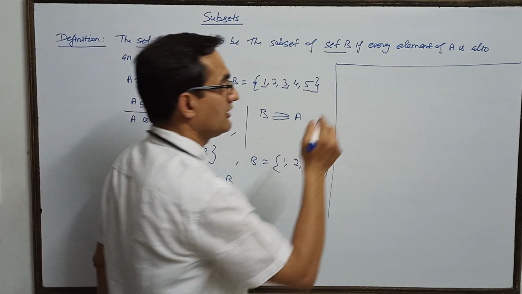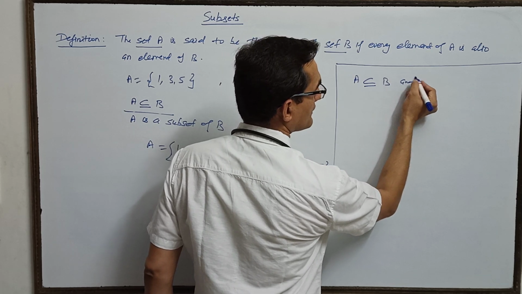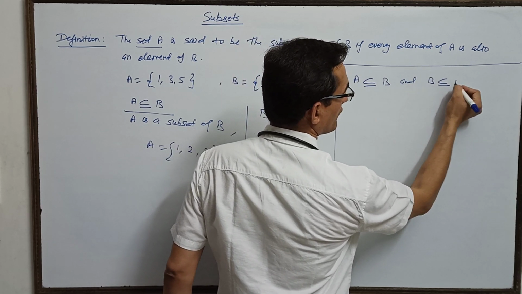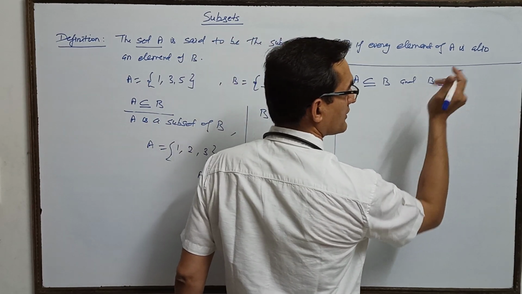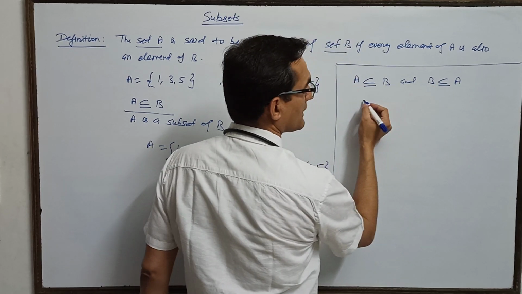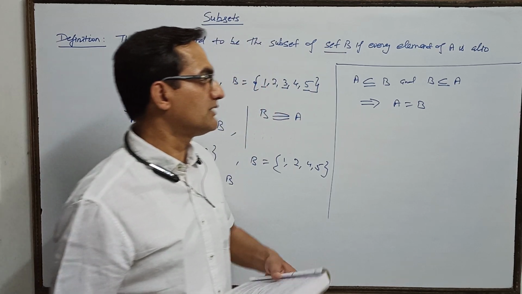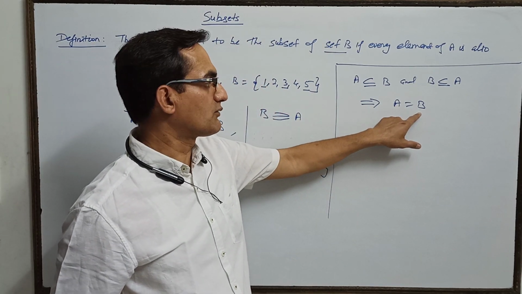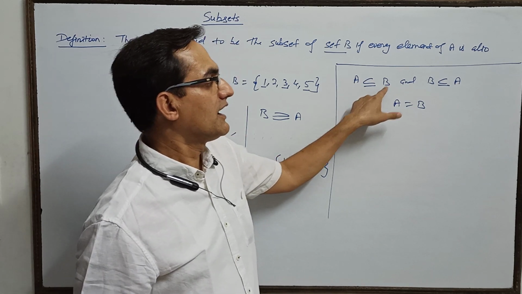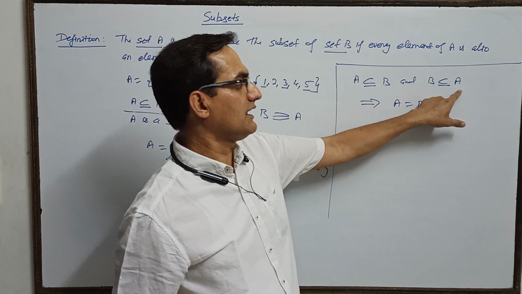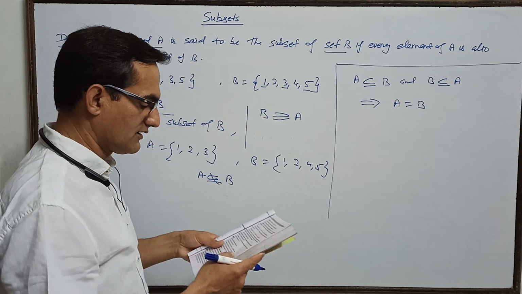Now, if A is a subset of B and B is a subset of A, this implies that A is equal to B. It means A और B क्या होंगे? दोनों equal होंगे, because A has all the elements in B and B has all the elements in A. तो हम ये कह सकते हैं कि they are equal. Is it clear?